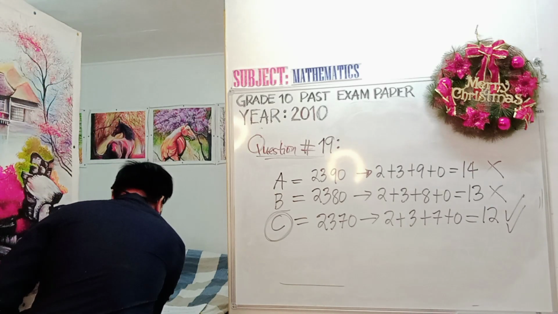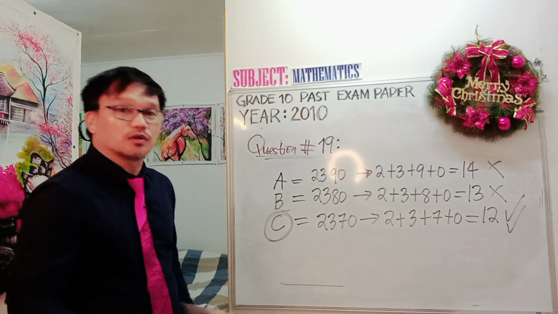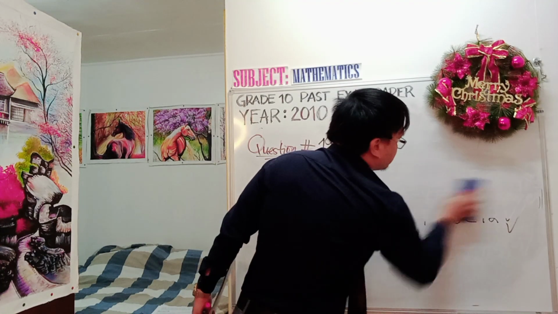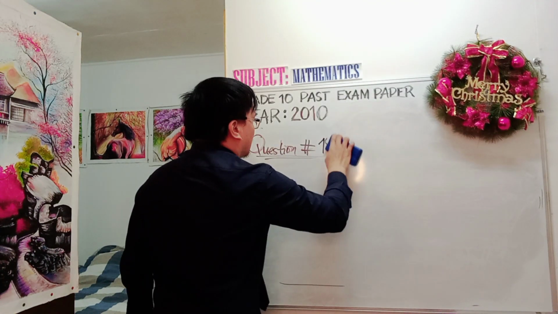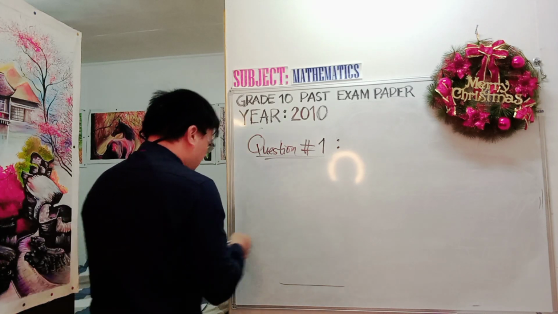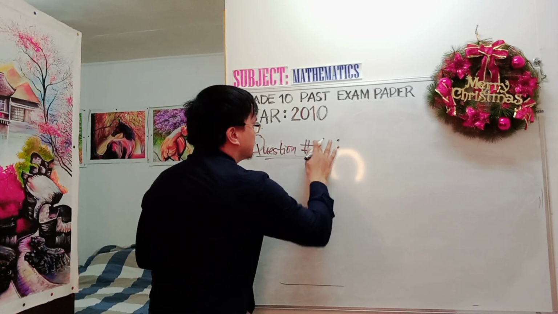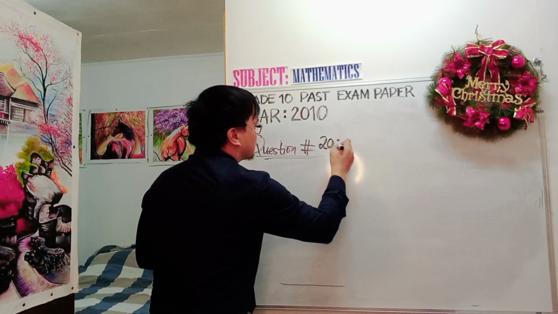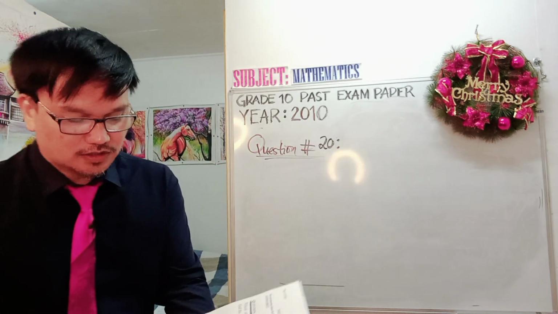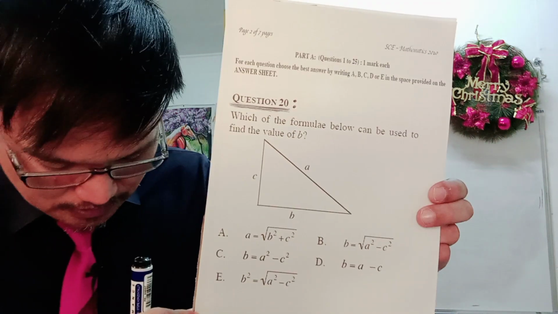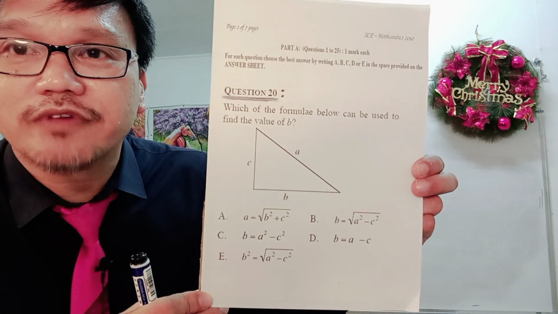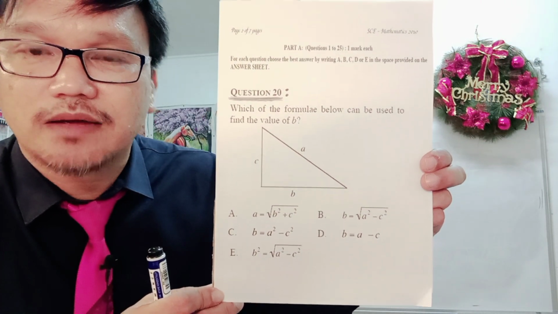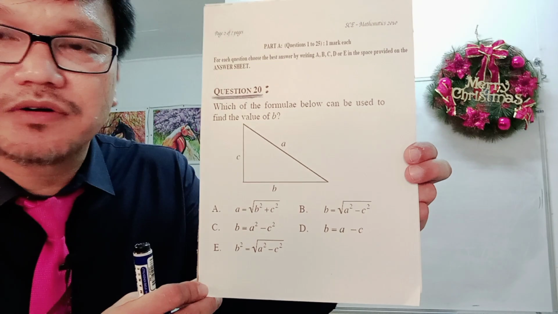In this video, I will now erase this. Question number 20. This is question number 20. This is a very simple question, because all you need to do is to recall the Pythagorean theorem.